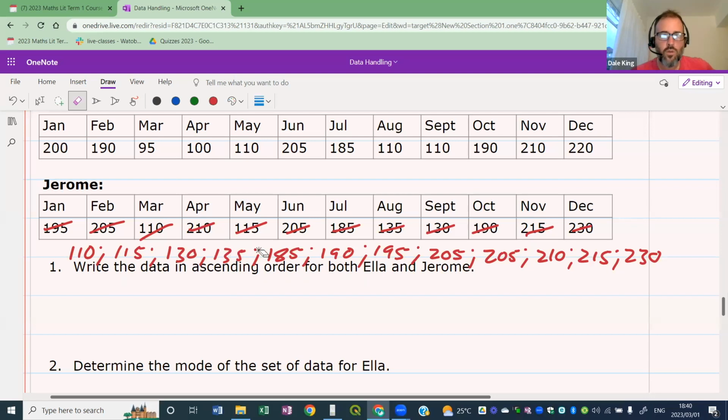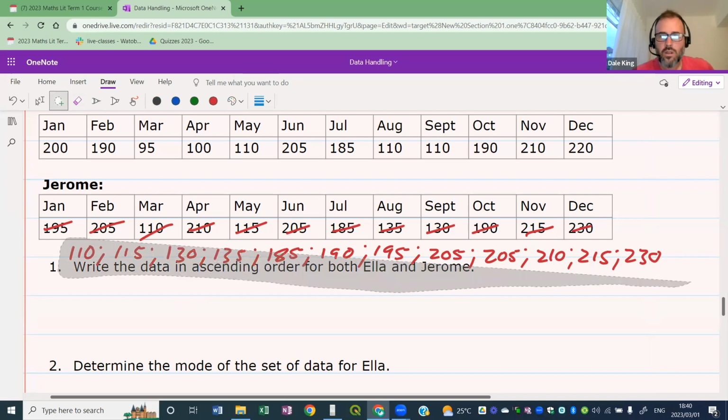1, 2, 3, 4, 5, 6, 7, 8, 9, 10, 11, 12. Yes, I've got 12 numbers in order. All right, so there's my data set in the correct order now. Write the data is in correct order. I've got it there.